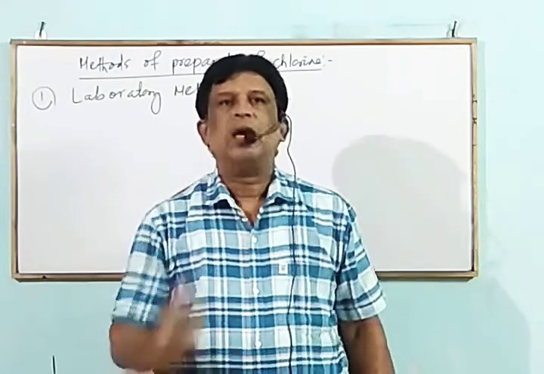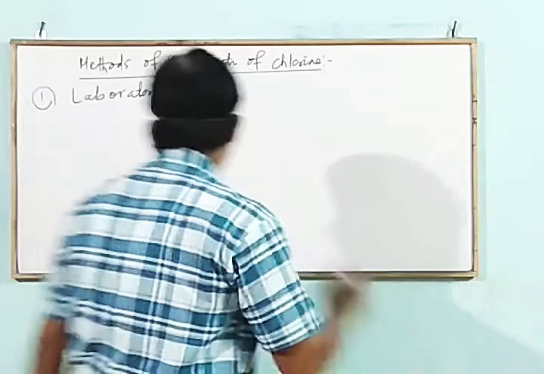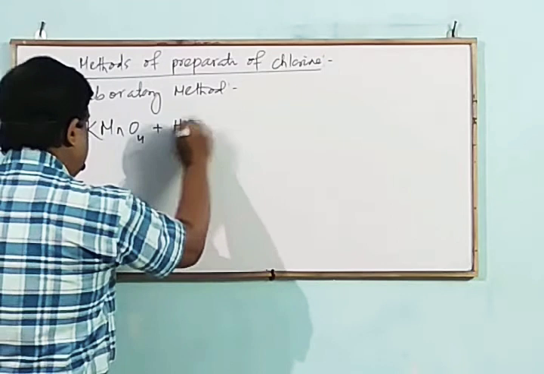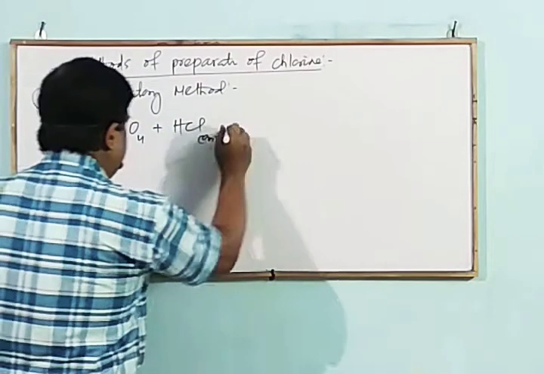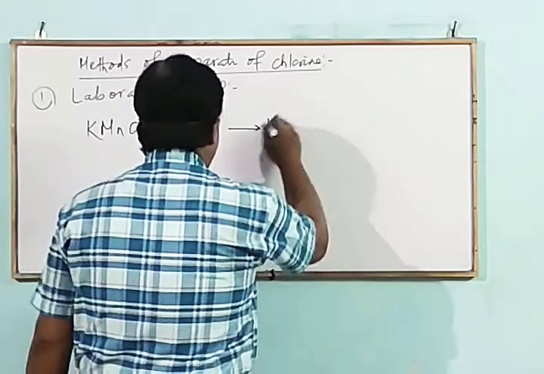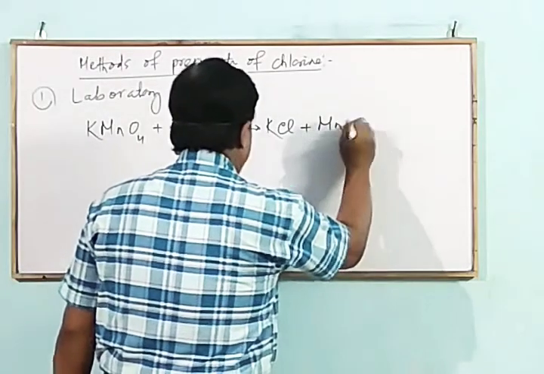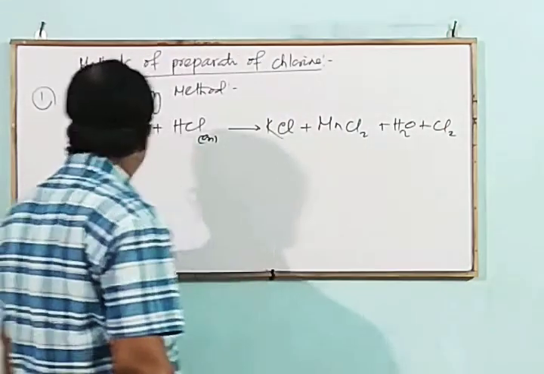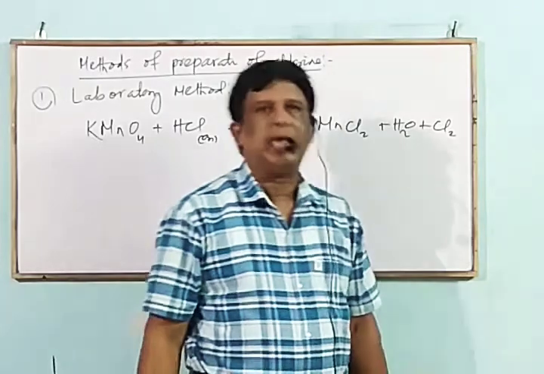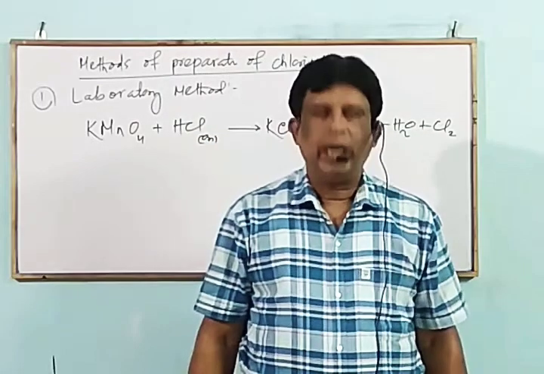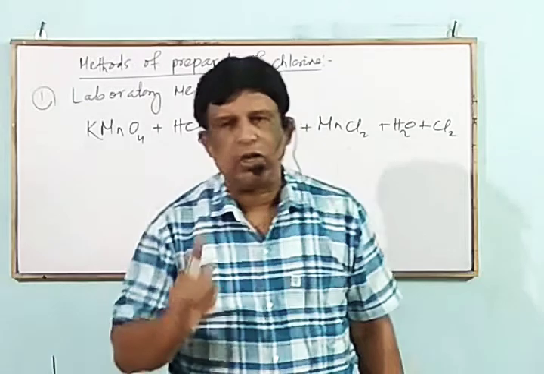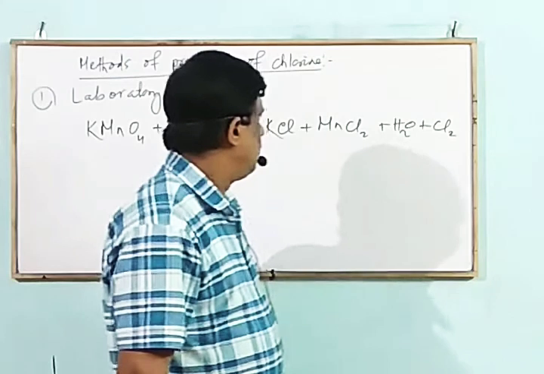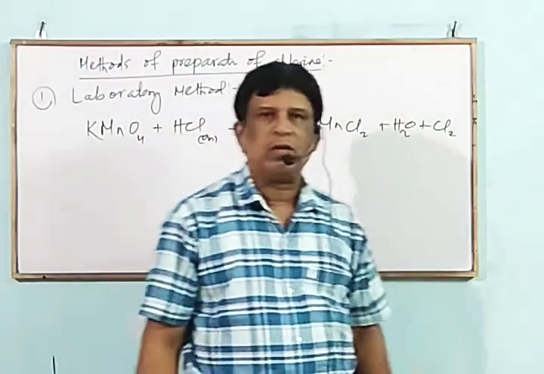The equation is potassium permanganate plus hydrochloric acid give rise to potassium chloride, manganese chloride plus water plus chlorine. It is the first laboratory method of preparation of chlorine.